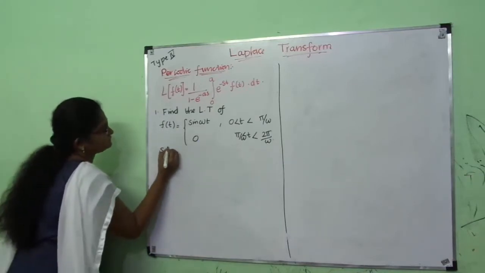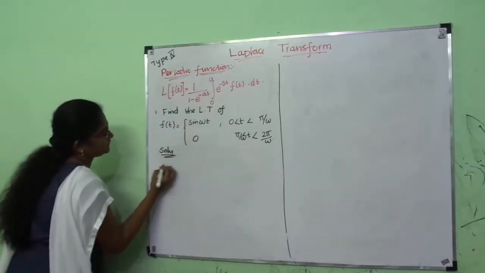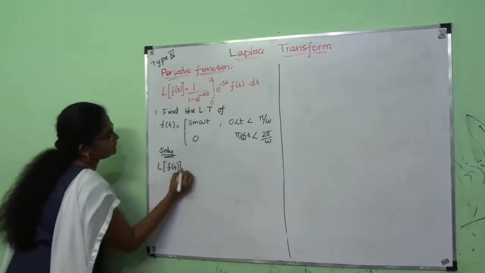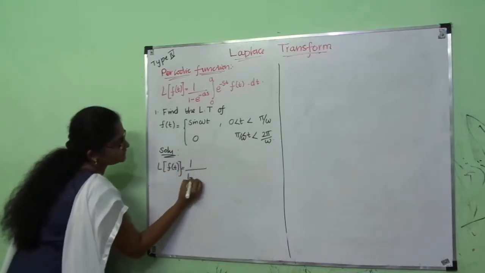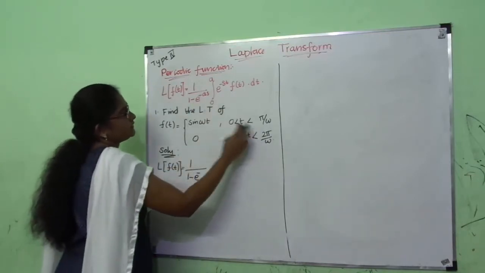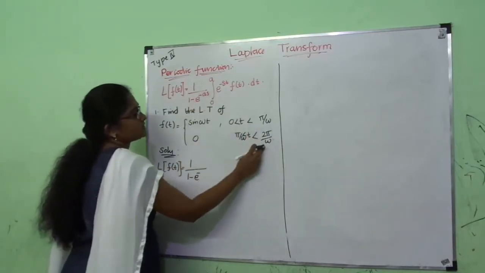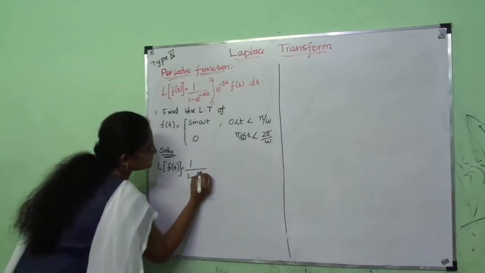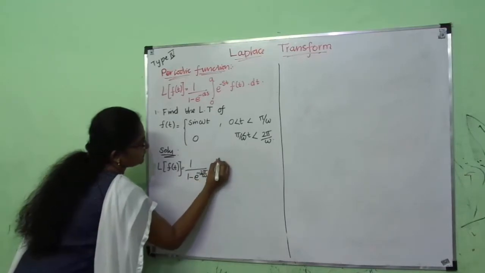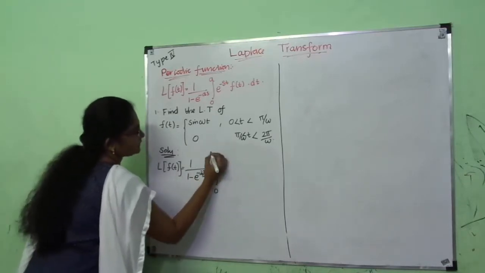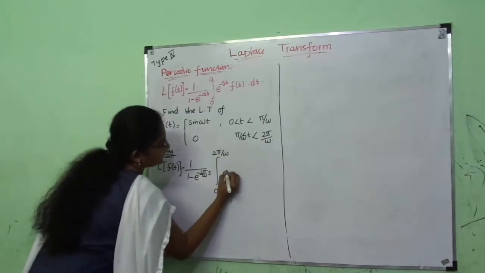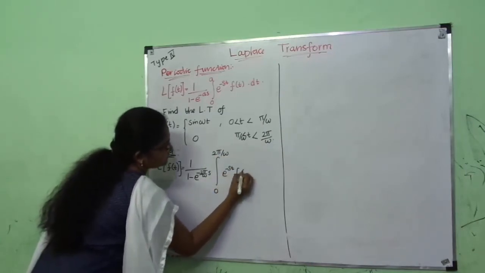Solution: L of f of t is equal to 1 by 1 minus e power minus a s, where a is the interval. Here the highest limit is 2 pi by omega. So it is 1 by 1 minus e power minus 2 pi by omega into s, integral 0 to 2 pi by omega, e power minus st f of t dt.